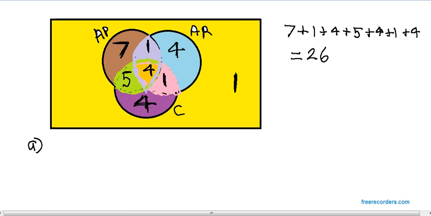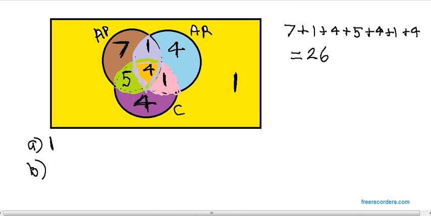So I'm now ready to answer part A of the question, which said how many players fall into none of the 3 categories. Well, the none of the 3 categories is that yellow outer portion, which we just said there is one student in that region. So that's going to be the answer to question A.